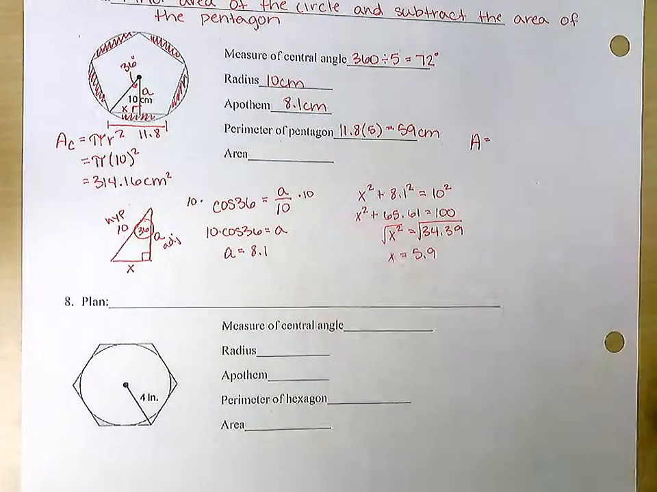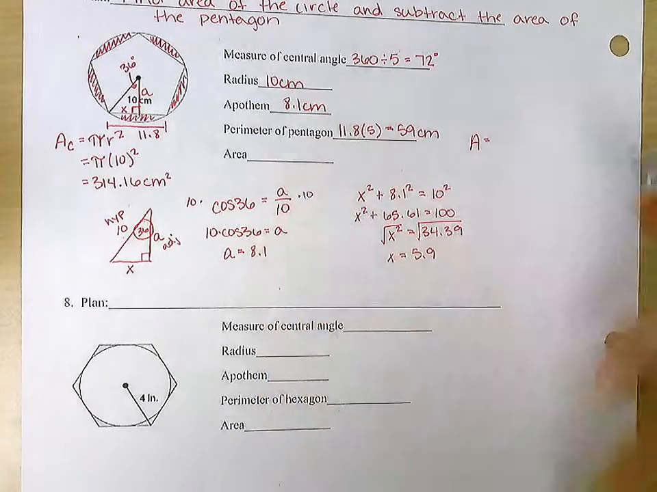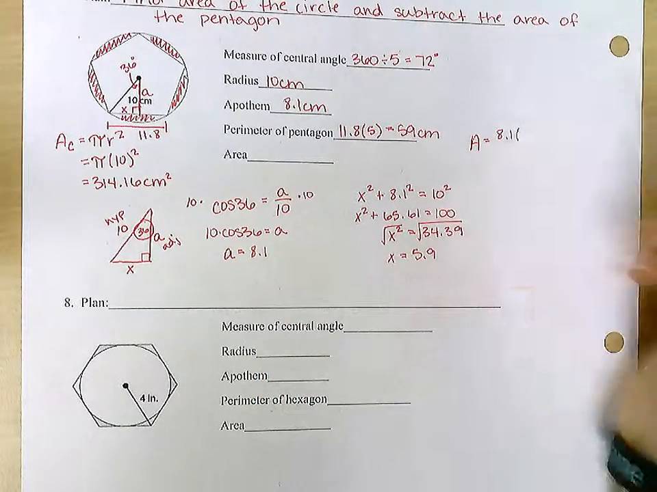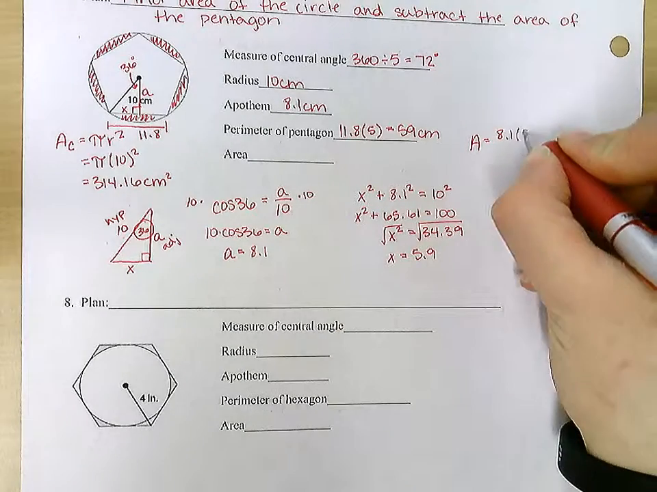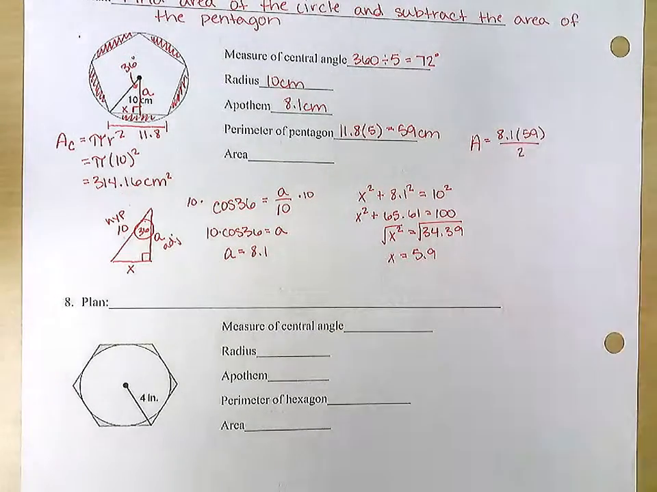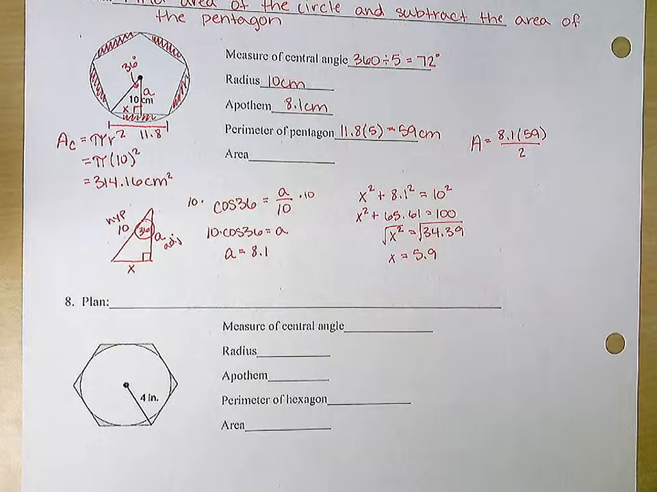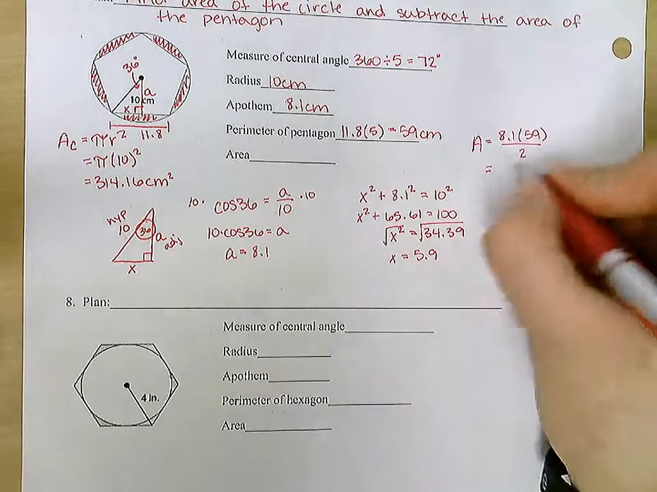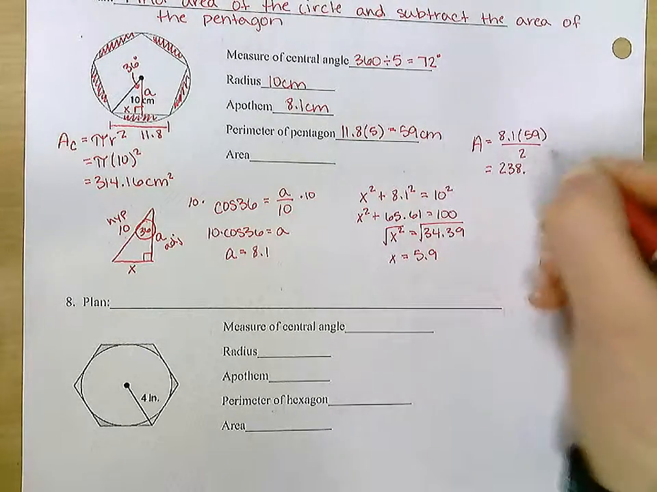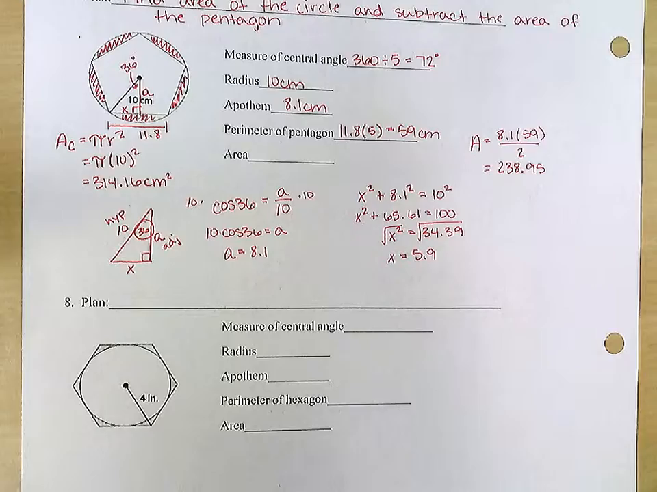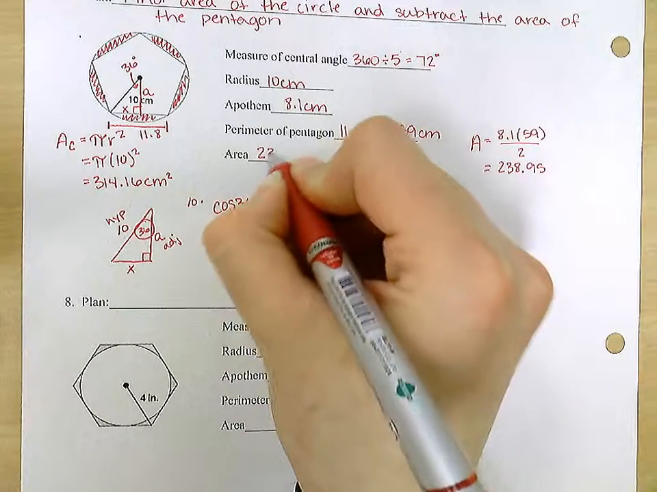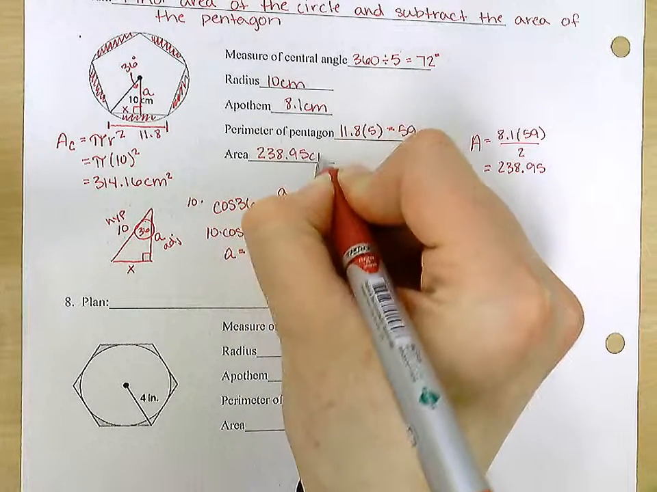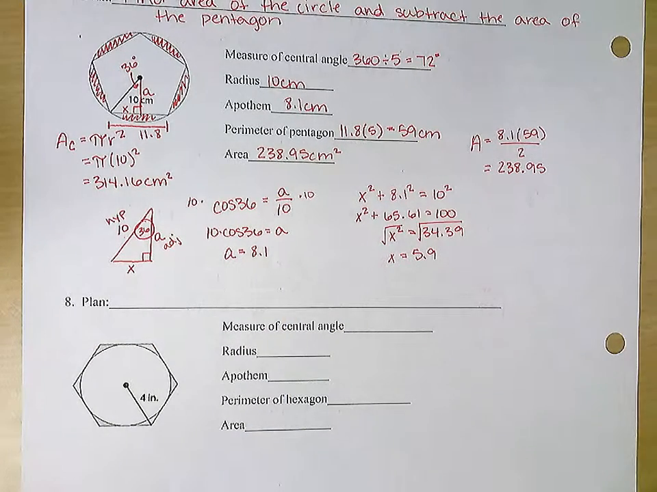So next I can find the area. To find the area, we'll take the apothem, which is 8.1, times the perimeter, which is 59, and divide that by 2. It is 238.95 centimeters squared.